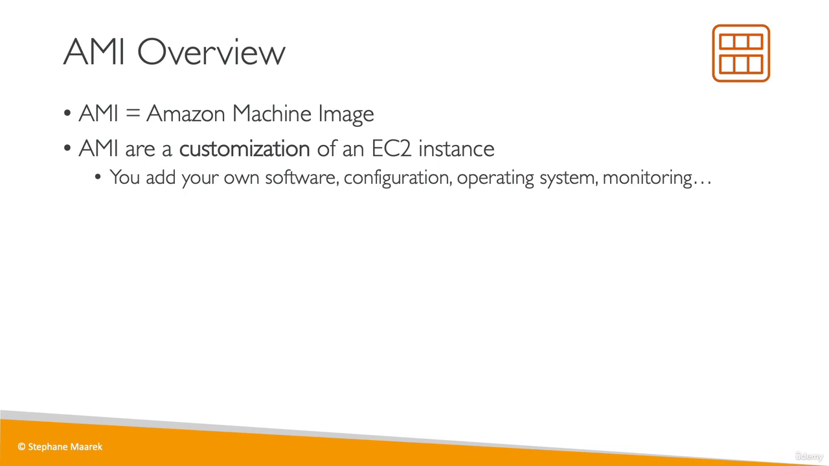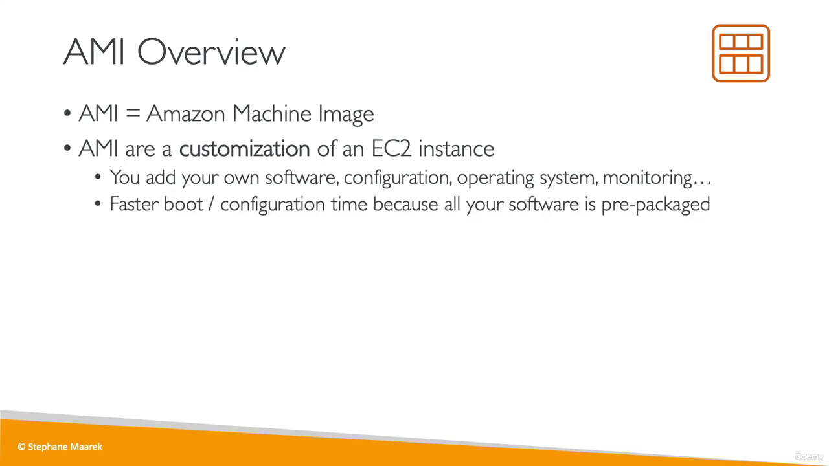Well, we have our own software configuration. We can define and set up the operating system. We can set up any monitoring tool. And if we create our own AMI, we're going to get a faster boot time and configuration time because all the software that we want to install onto our EC2 instance is going to be pre-packaged through the AMI.